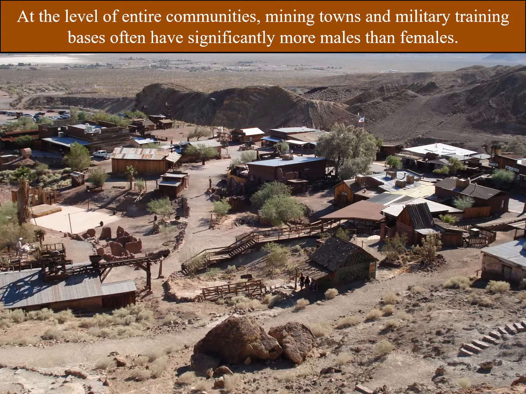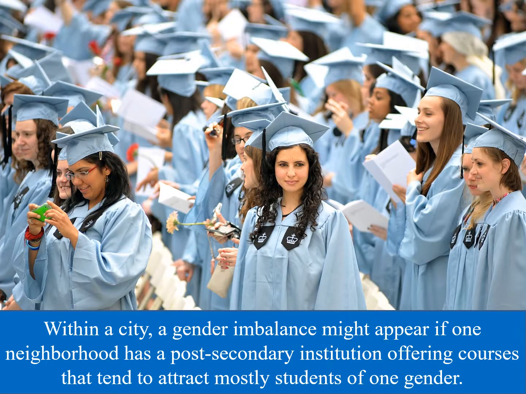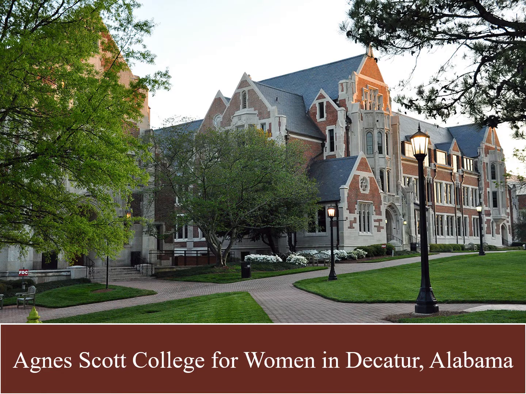At the level of entire communities, mining towns and military training bases often have significantly more males than females. Within a city, a gender imbalance might appear if one neighborhood has a post-secondary institution offering courses that tend to attract mostly students of one gender. For example, Agnes Scott College for Women in Decatur, Georgia is going to cause the city of Decatur to have a much higher female population.